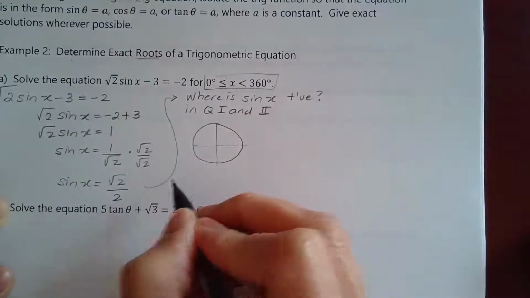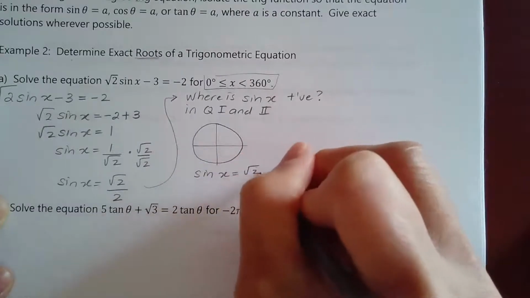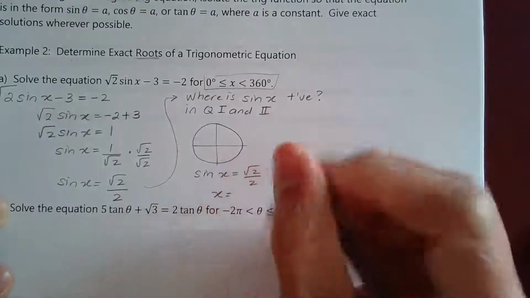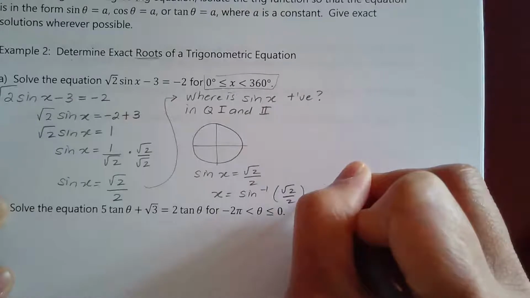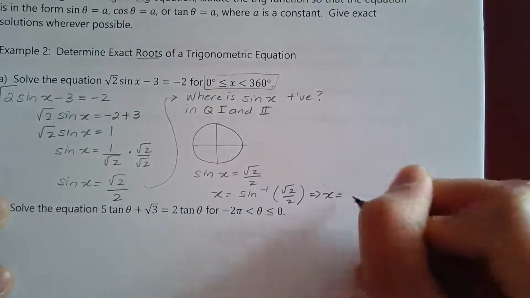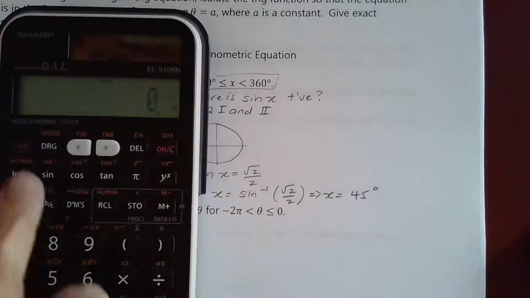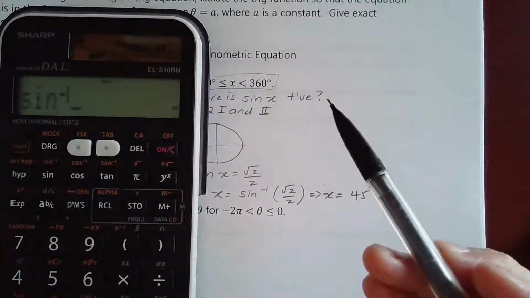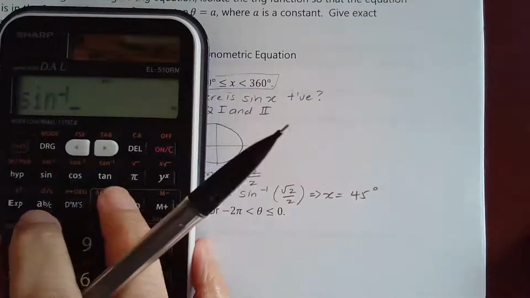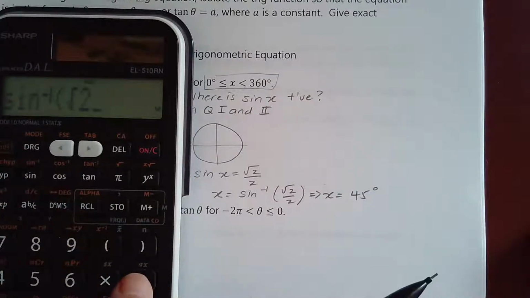So what we could do is go sine of x equals root 2 over 2, and then to figure out x, you take the sine inverse of root 2 over 2. That's going to give us x equals 45 degrees. My domain is in degrees, so I have to make sure my calculator says degree mode. Then I go root 2 divided by 2, and it gives us 45 degrees.